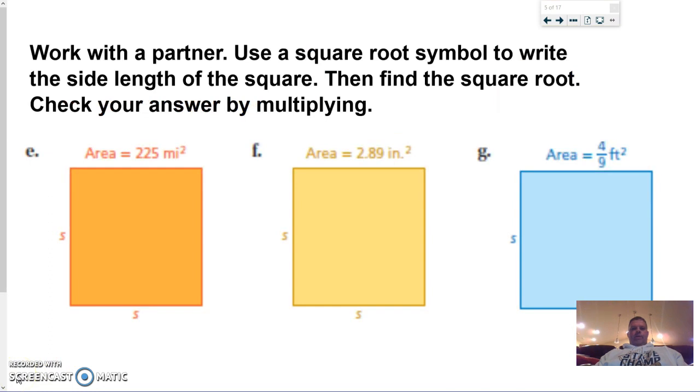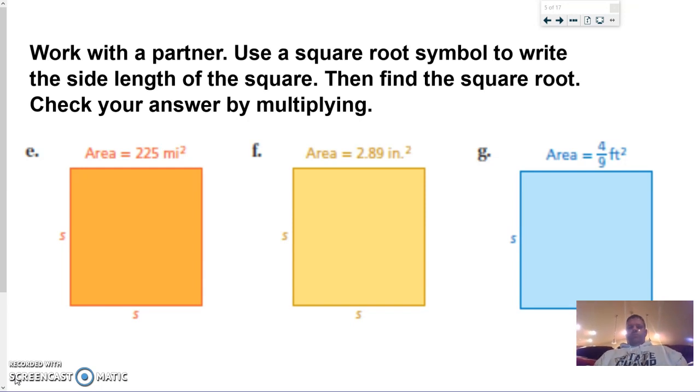Please try the last 3 problems, E, F, and G, finding the area of 225 square miles, the area of 2 89/100ths of an inch squared, and find the area of 4/9 square feet. Pause the video for a minute or two and see if the students can get them.